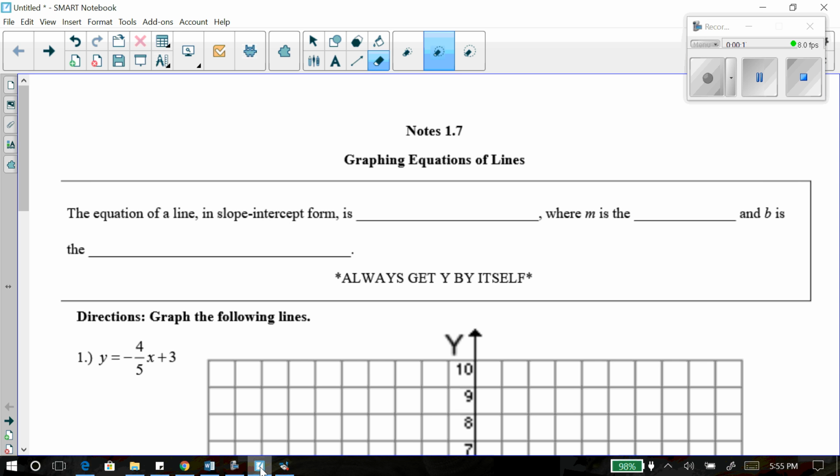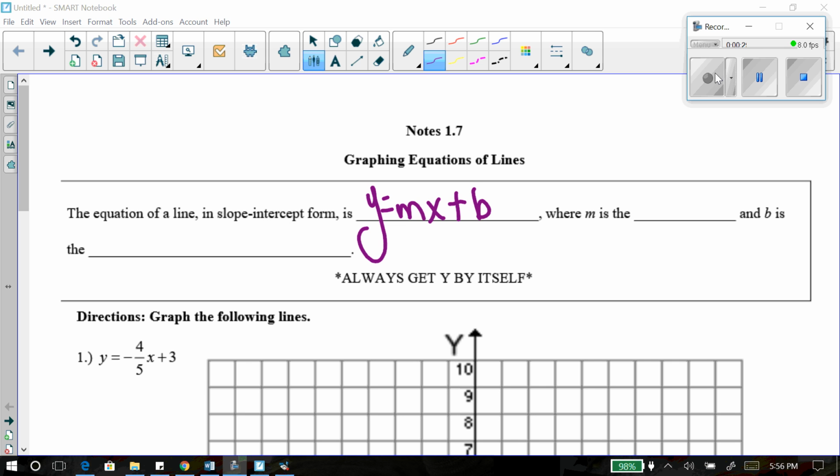The equation of a line in slope-intercept form is y equals mx plus b, where m is the slope and b is the y-intercept. Okay. Intercept.